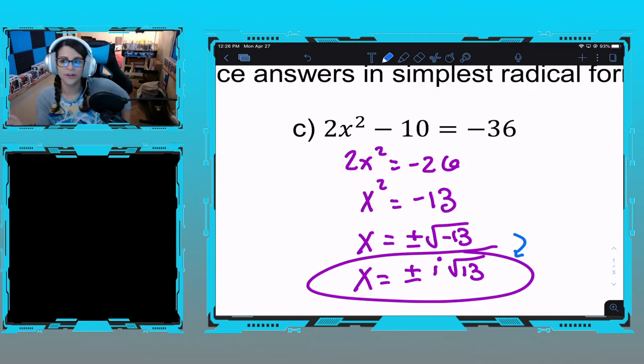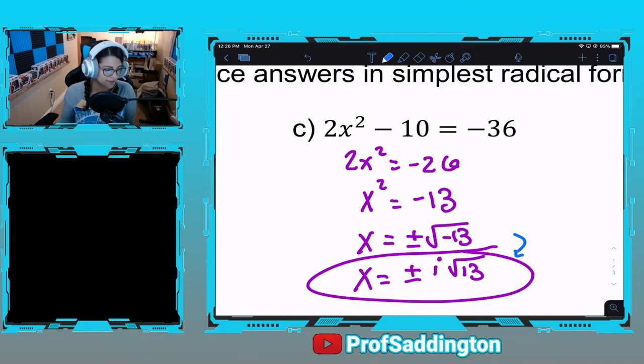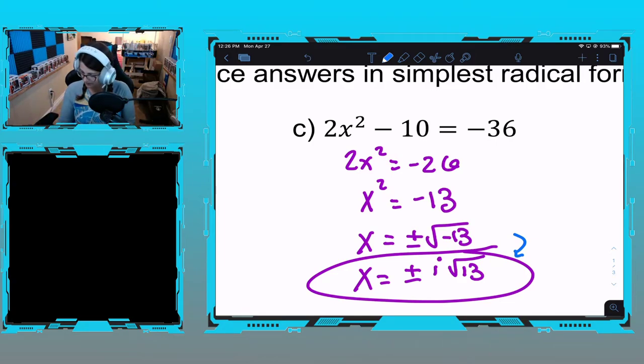So now that we know what an i is, what an imaginary number is, let's get a little bit deeper with it.